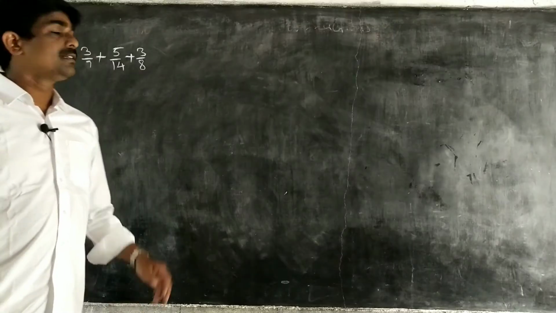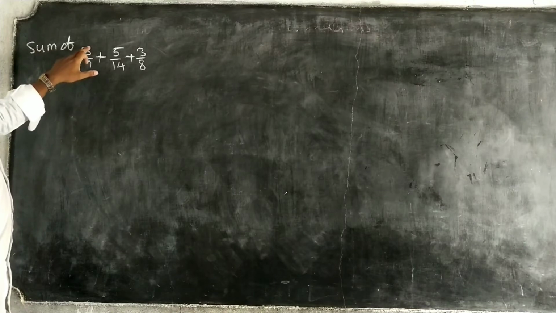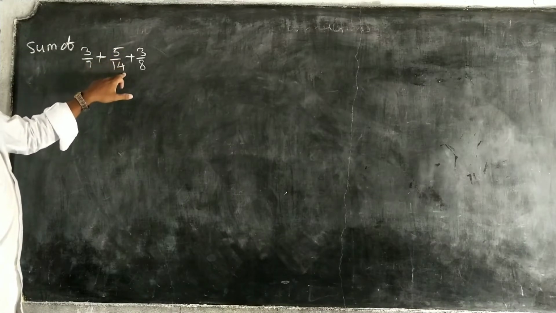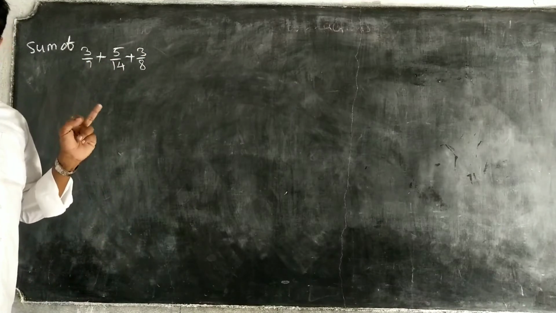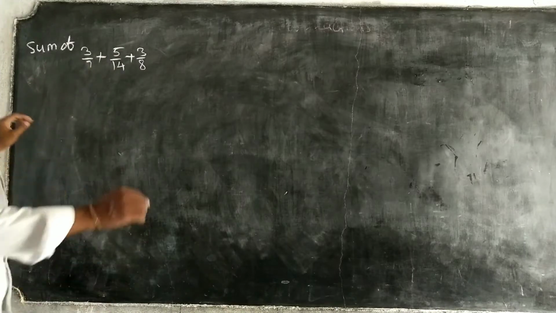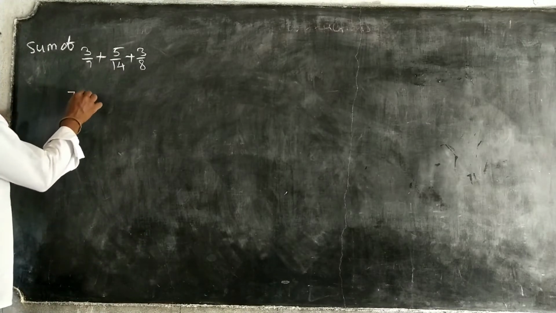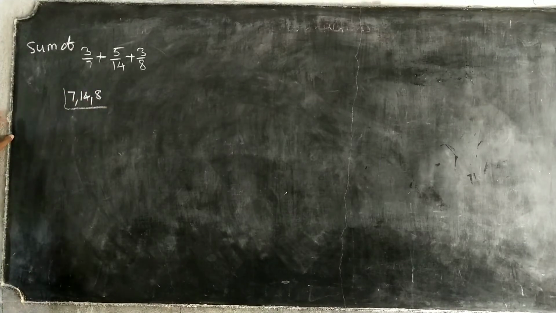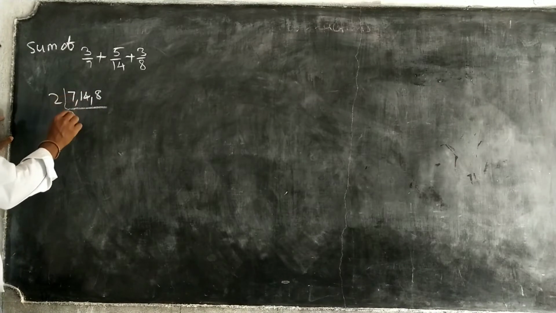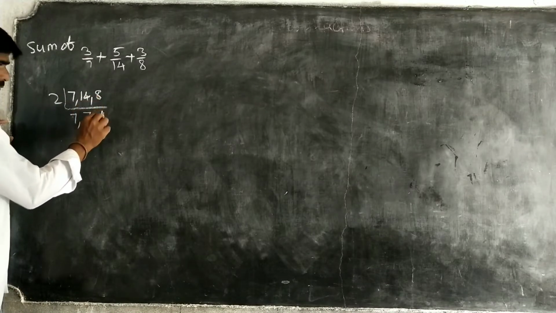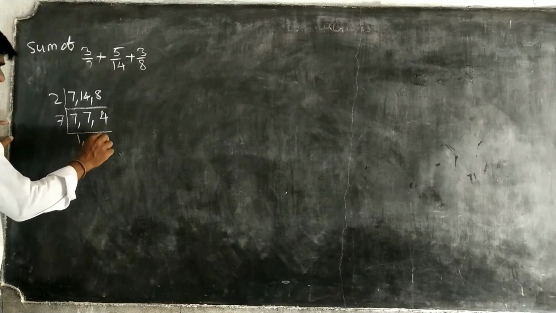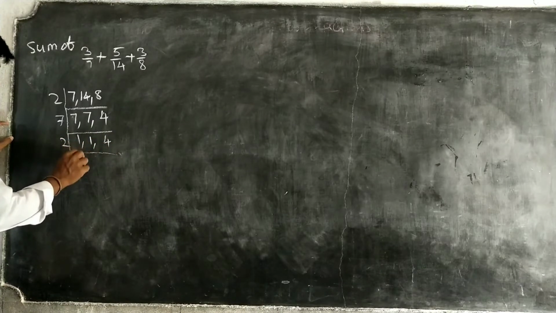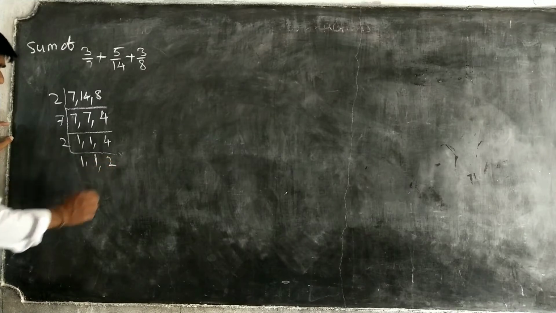Okay, right. Next, find the sum of 3 by 7 plus 5 by 14 plus 3 by 8. They are unlike fractions. We have to change them into like fractions, then after that find the sum. Simple: find the LCM of 7, 14 and 8. First I am taking 2. 7 is not in the 2 table, so I write 7. 2 7s are 14, 2 4s are 8. Next again write 7. 7 1s are 7, 7 1s are 7, 4 as it is. Next again I am taking 2. 1 as it is, 1 as it is, 2 2s are 4.